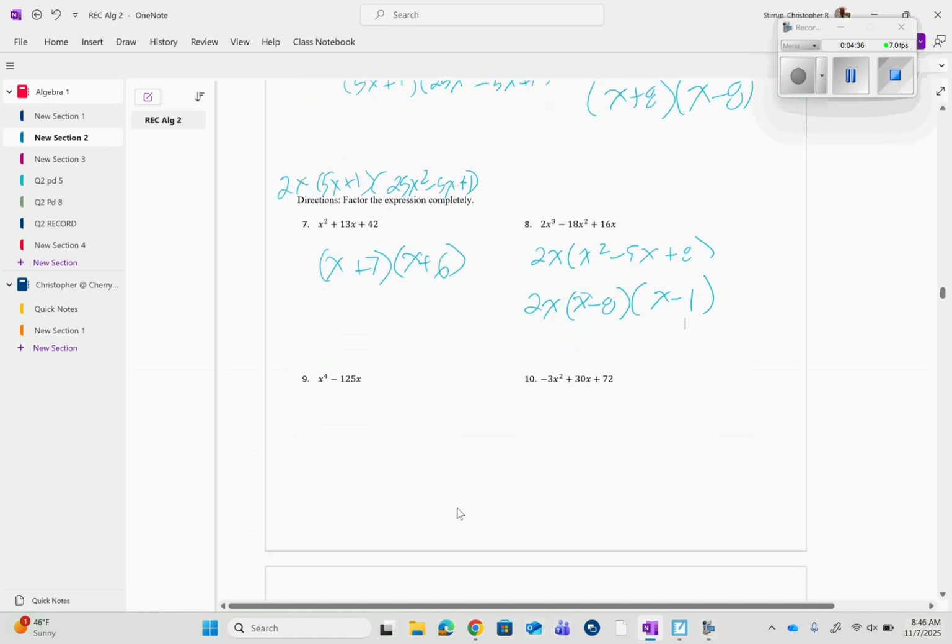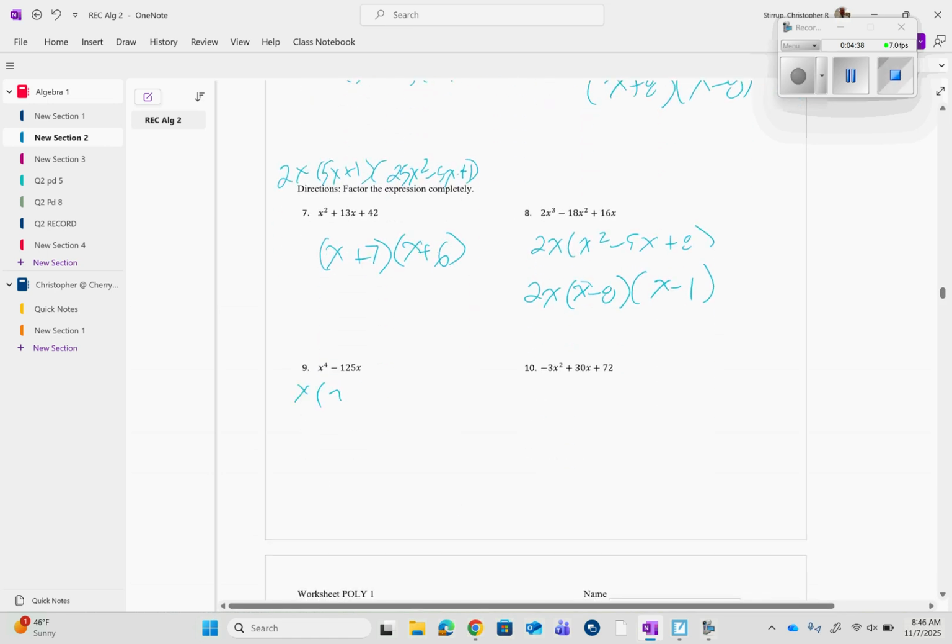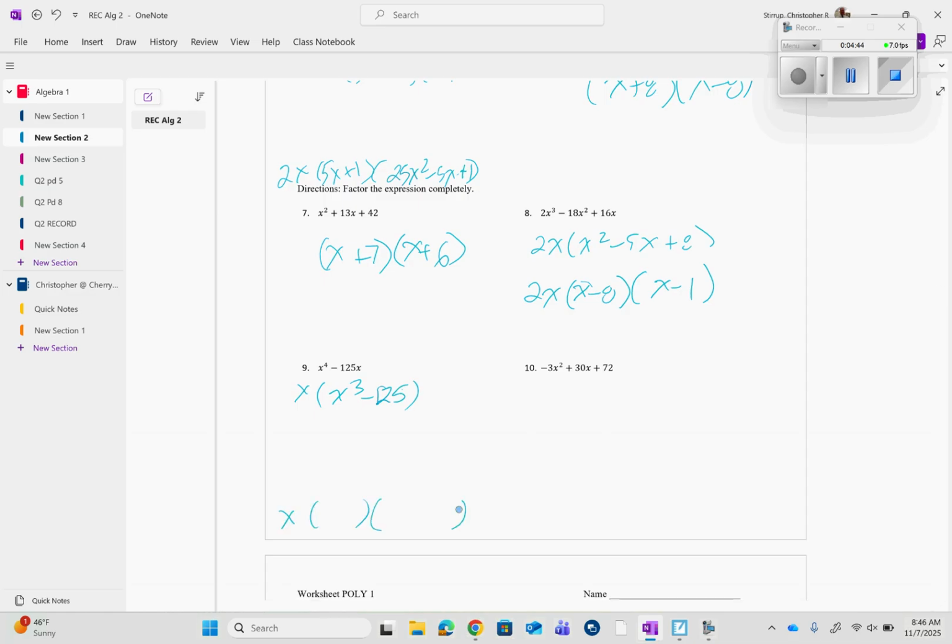Number 9, they both have an x in common. So then I get this, 125. So x is part of the answer. So let's factor this up. So that's x to the third minus 5 to the third. So I'm going to go x minus 5, x squared, multiply those together and add them.